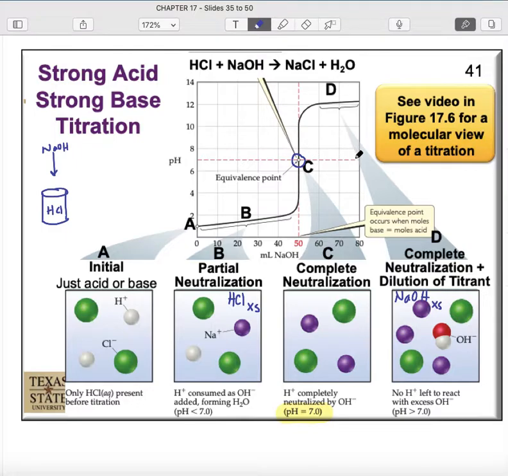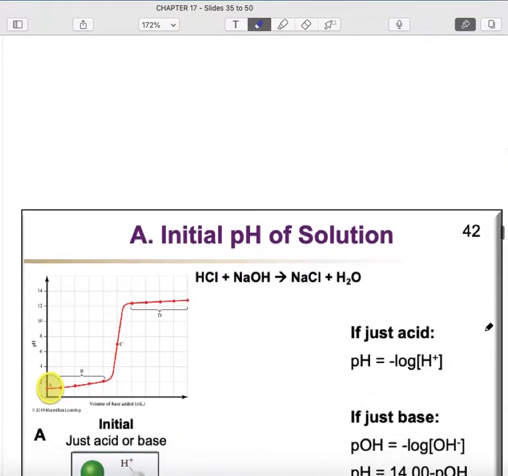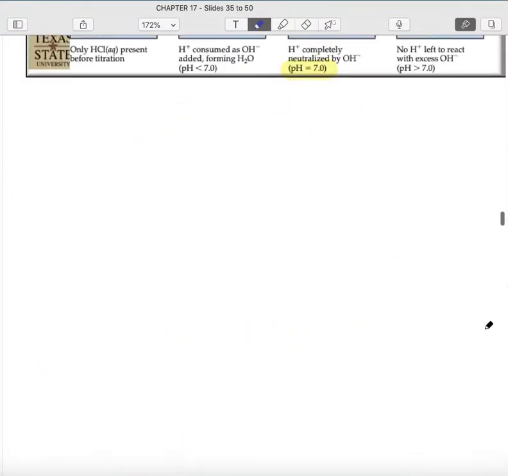In the next video, we're going to be talking about the weak acid, strong base, or weak base, strong acid titration. And those are going to have a little bit of a different look to them because of the behavior of the weak acid or weak base titration. So I do want you to be able to differentiate the behavior of the two different types of titrations. Also, I want to point out that your online book has a video which is embedded into figure 17.6 that shows you what's happening at the molecular level throughout the titration. And I encourage you to watch it because it's a little bit easier than just looking at these figures right now.